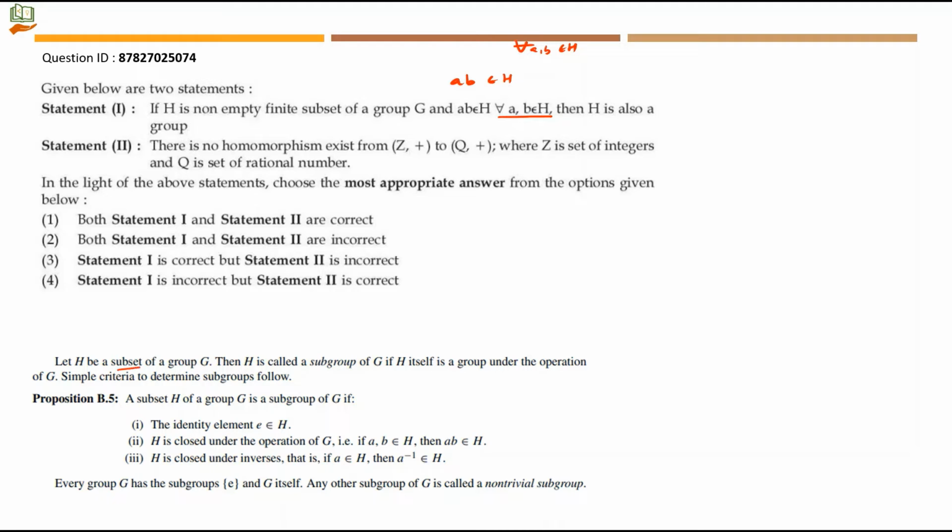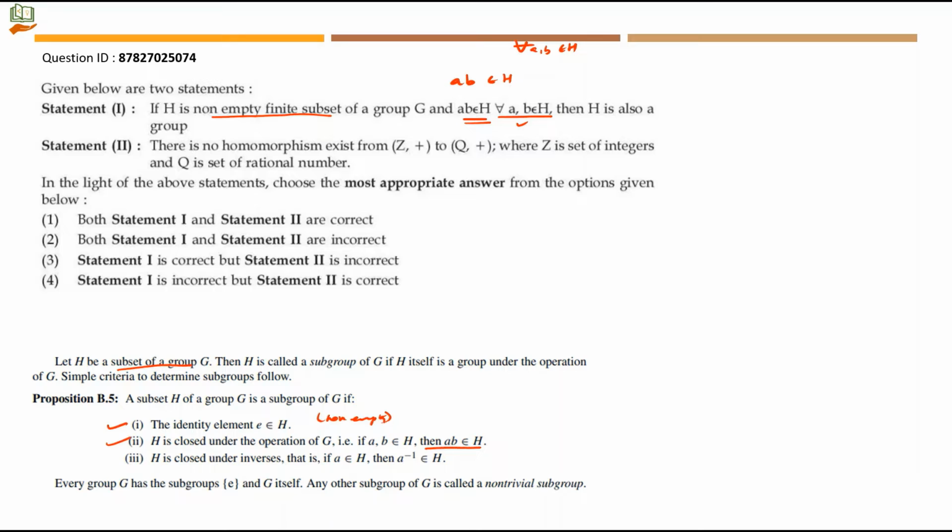Let H be a subset of a group G. So this says a non-empty finite subset. H is called a subgroup if H itself is a group under the operation of G. They have given some simple criteria: a subset H of a group is a subgroup if the identity element e belongs to H, which means H is non-empty. It is closed under the operation, that is, if a and b belong to H, then a·b belongs to H. This is what they have stated here.